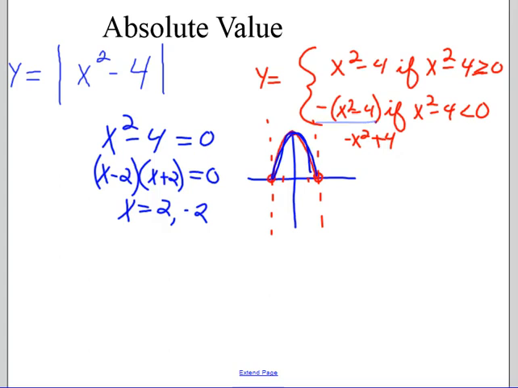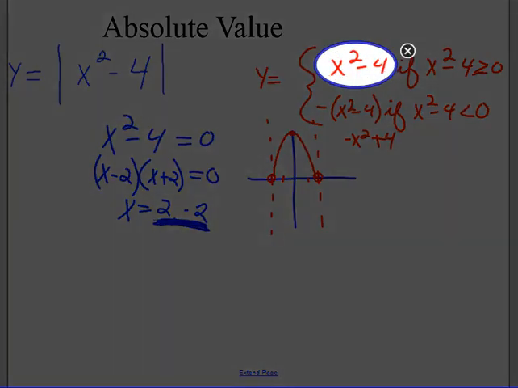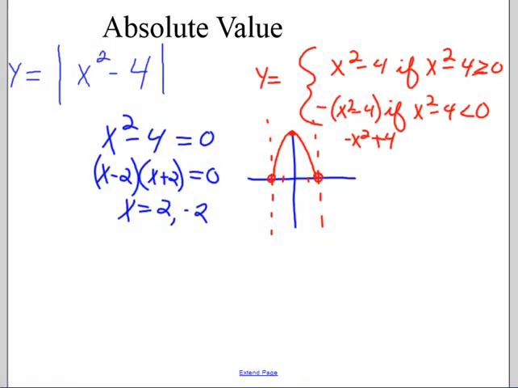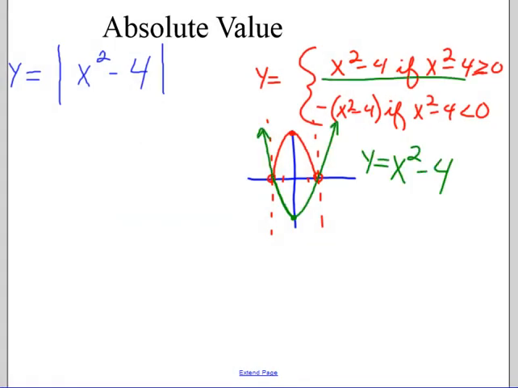Outside of the boundaries there, the 2 and negative 2, this is positive. And if that's the case, I just use plain old x squared minus 4. X squared minus 4 is a parabola shifted down 4 units. There's my parabola shifted down 4 units. But the part of this that's there that's not supposed to be there is in here, because that's where this graph is less than 0. And so I don't graph that part.